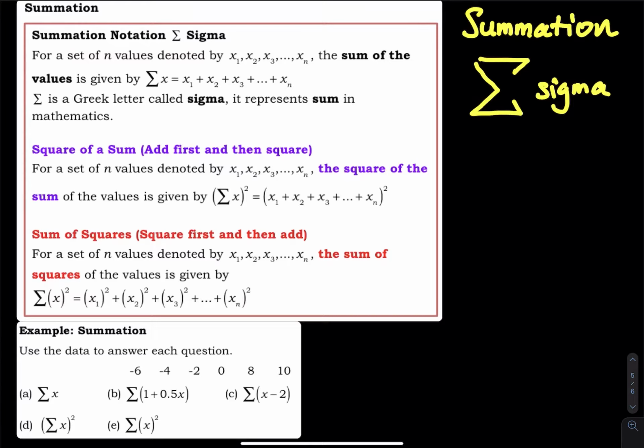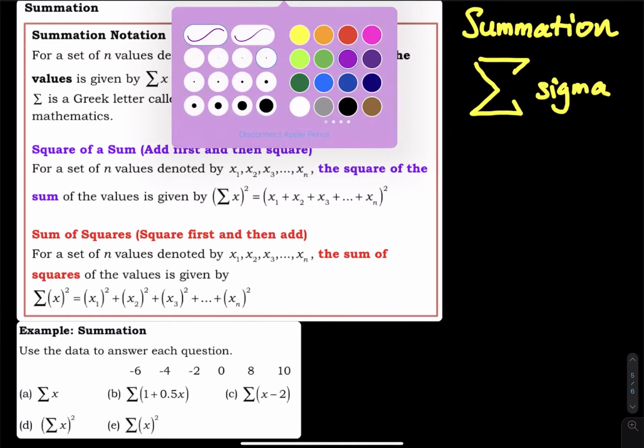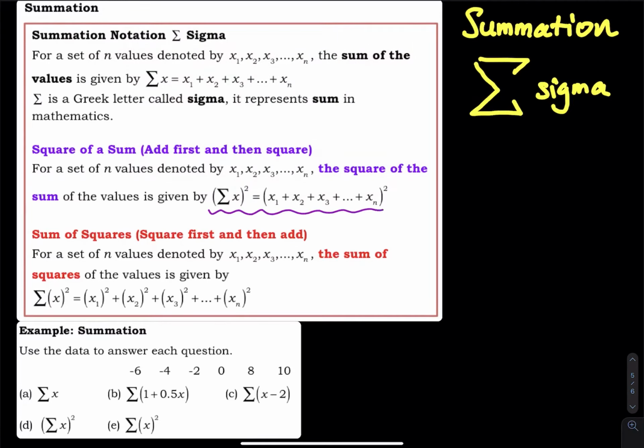So sigma again is a Greek letter. It stands for sum. In mathematics, there is a square of sum. Do you see this? Square of a sum means you add all the numbers up first and then you square the big sum. And then the next one in red is sum of square. Sum of square means you square every individual number first and then you add them up.